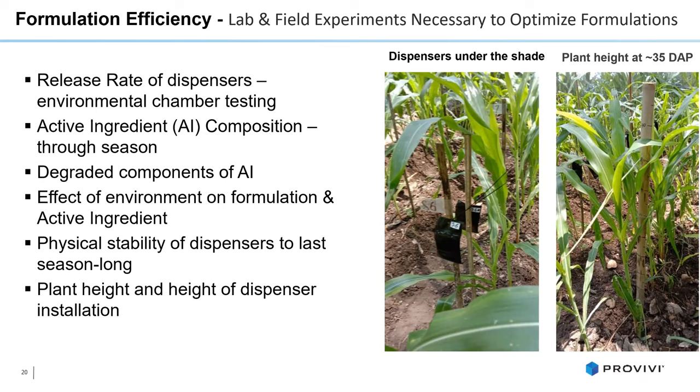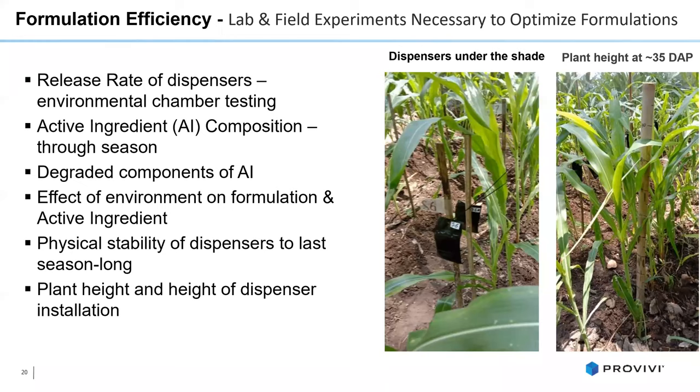So we really want to understand what happens with these dispensers in the environmental chambers in the laboratory. We want to understand the active ingredient composition. Does it change over time? Is it intact or not? Does it degrade into components because of environmental factors, especially temperature, humidity, wind velocity? Several things can affect the release rates of these pheromone dispensers.